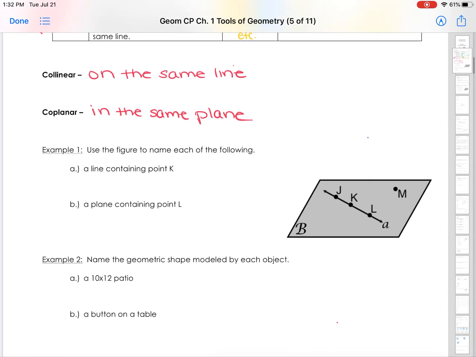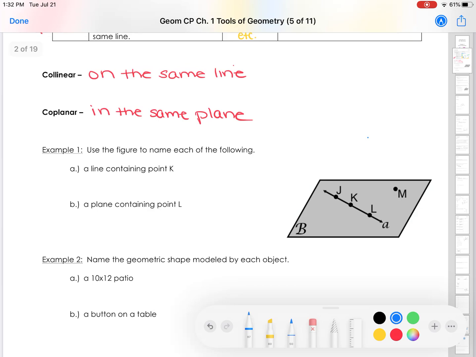All right. 2 definitions we do want to know, though, are collinear and coplanar. So when things are collinear, that means they are on the same line. Co meaning same, linear meaning line. When we're talking about coplanar, co meaning same, planar meaning plane. So they're in the same plane.